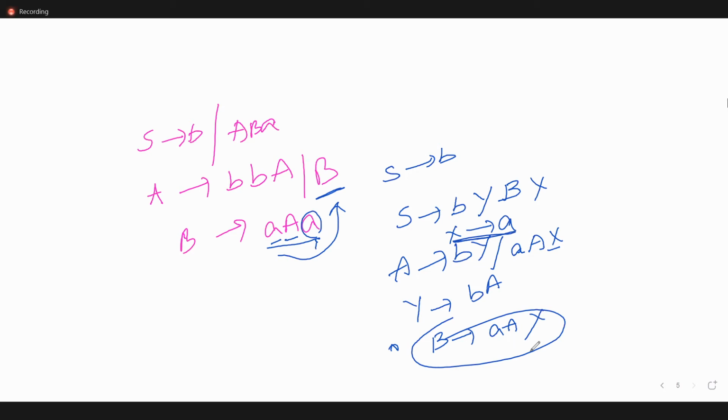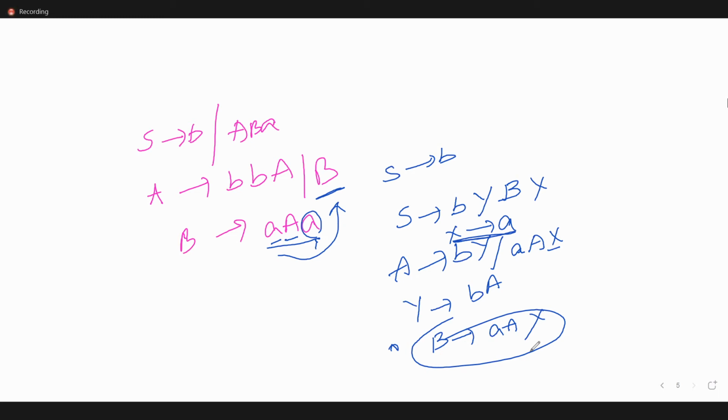Ma'am, since you said we don't require B, should we even consider the useless symbols, ma'am? If they ask you to simplify, you have to consider. Otherwise, you have to mention this B. Okay, ma'am. I think I'm clear with this GNF, right?